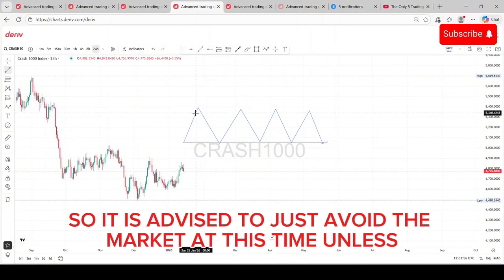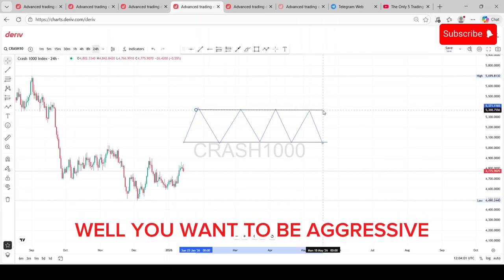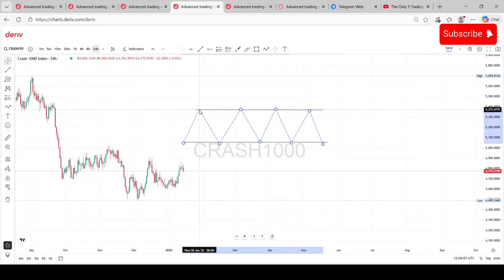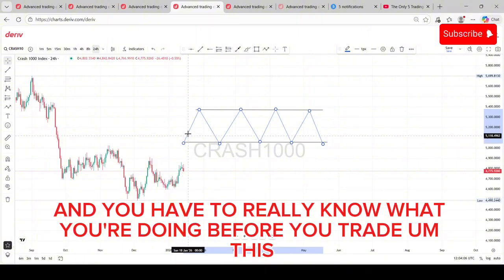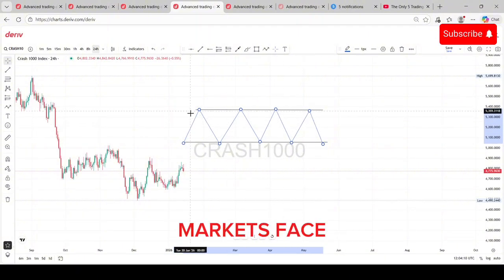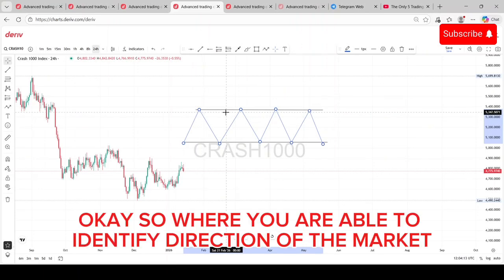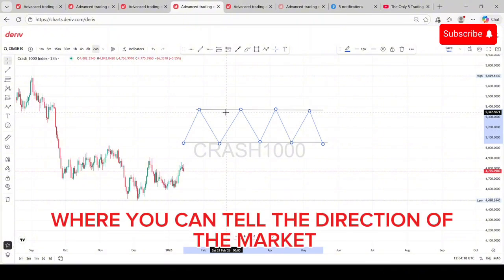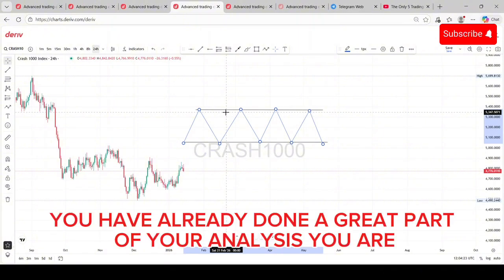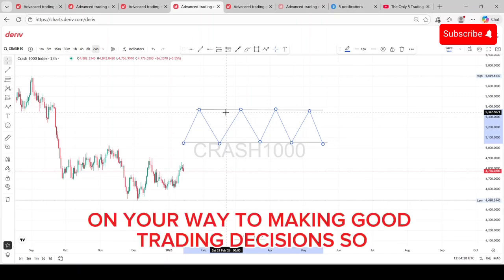So it is advised to just avoid the market at this time, unless, well, you want to be aggressive and you have to really know what you are doing before you trade this market phase. Okay, so when you are able to identify the direction of the market, you have already done a great part of your analysis. You are on your way to making good trading decisions.